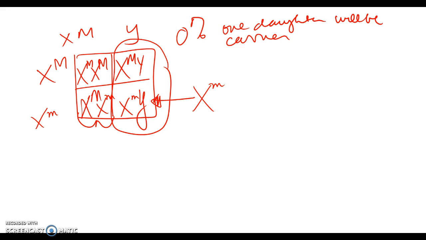Is it possible for a woman to have muscular dystrophy? Well, yes, if she picked up X with a little allele and X with a little allele. That's definitely possible. It's less common, but it's definitely possible.